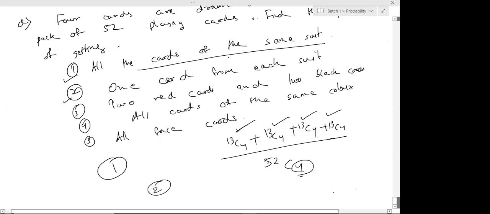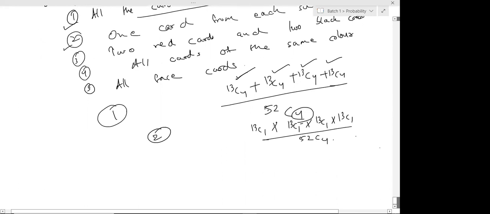Okay. In the second part, one card from each suit, Gautam? Sir, 13C1 plus 13C1. Here, did you write plus or multiplication? Plus, sir. Here it will be multiplication, right? Because one card from each suit, one from spades and one from clubs and one from diamonds, like this. Whenever trying to solve this question, if you have to use multiplication or addition, try to speak it out. One card from each suit, that means one from diamond, one from like this. If you have to use and or.